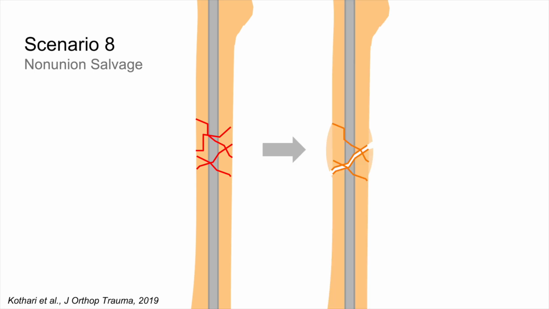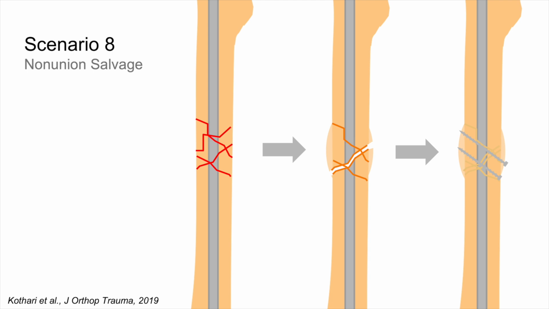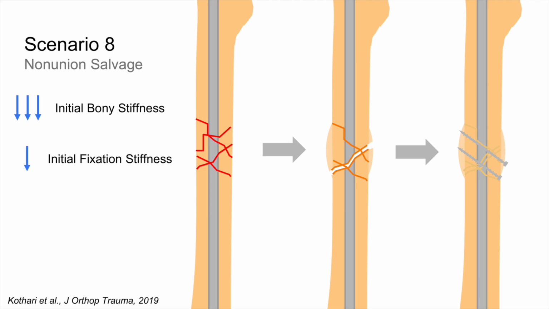For example, it has been described that in some non-union cases, percutaneous strain reduction screws can be placed across the non-union site in lag or compression mode, and this is enough to help these fractures go on to fully heal. For this scenario, we will start with very little bony stiffness and will be treated with a construct similar to scenario 4, which had a construct with relatively low stiffness and stress concentration, but went on to hypertrophic non-union.